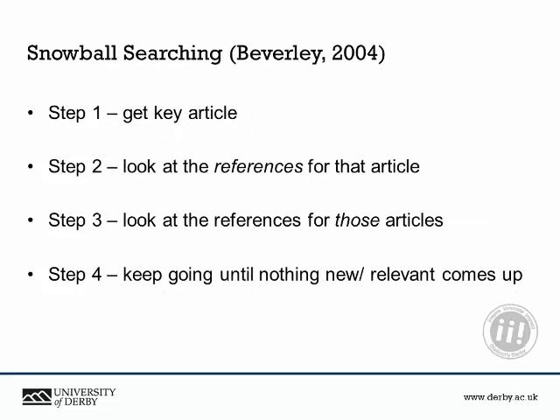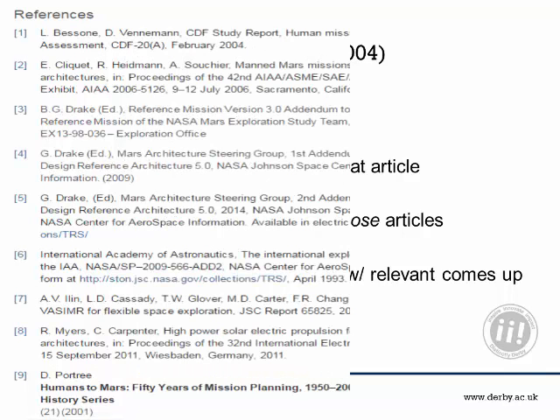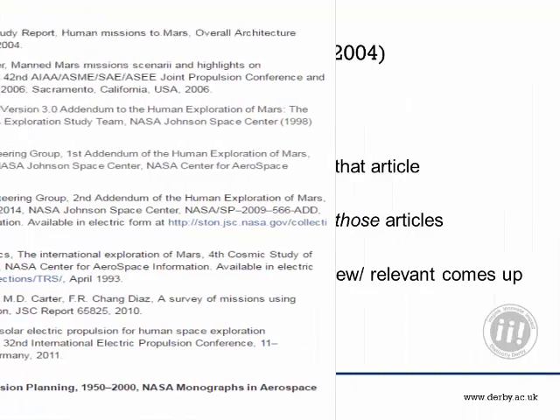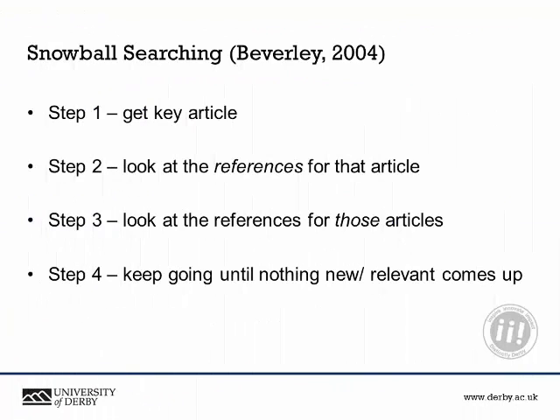An alternative to the citation pearl growing process is snowball searching, and this is based on using the references of articles that you found to build up a body of results. So step 1, as with citation pearl growing, is to get that one key article. Step 2 is to look at the references cited by that article and then go and find them online or in print. Step 3 would be when you have those articles, you would look at their references, track down the articles, and so on. And then step 4 is simply repeating step 3 until nothing new or pertinent comes up.